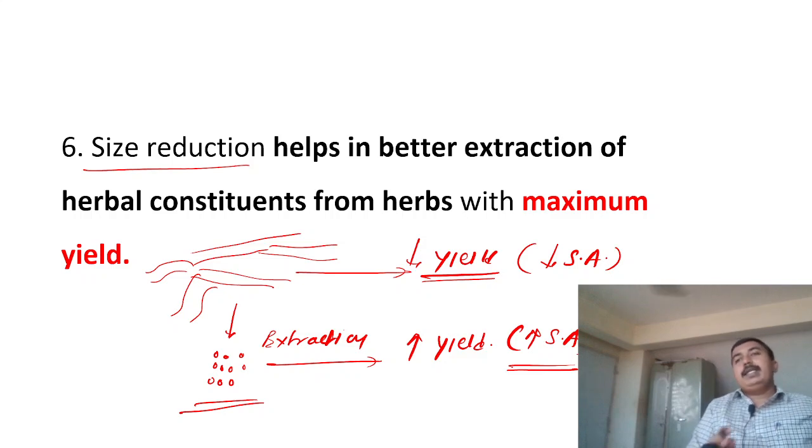So for extraction of different herbal active constituents from different medicinal plants, we require size reduction. Because solvent should penetrate. For extraction, we utilize a solvent. Solvent should penetrate deep inside, to the cellular level. And this deep penetration is possible if I have more surface area. And that's why particle size reduction is important.